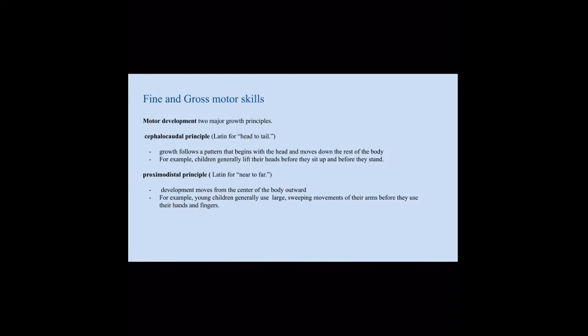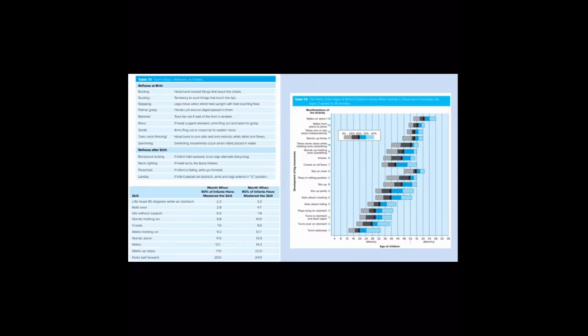Motor development pertains to two major growth principles. The first one is the cephalocaudal principle, which is growth following a pattern that begins with the head and moves down to the rest of the body. For example, children lift their heads before they sit up and before they stand. The next one is proximodistal, which is development moving from the center of the body outward. For example, children use large sweeping movements of their arms before they use their hands and fingers. So these are basically milestone charts.